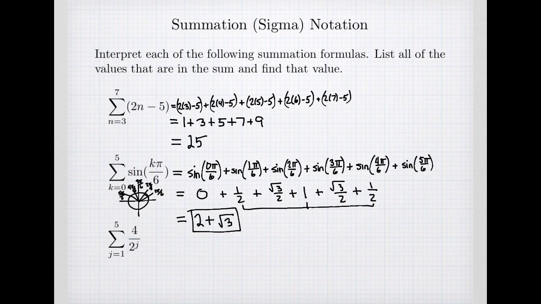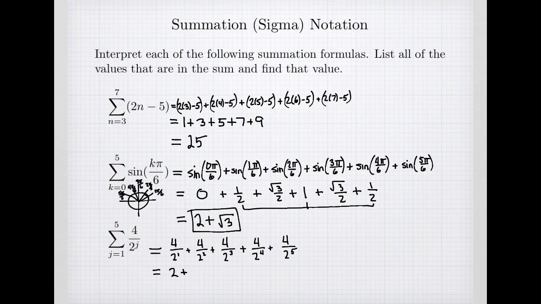I have an index now of the variable j. My formula is 4 divided by 2 to the j power. That's not multiplication, it's a power. And I'm going to count my index 1 through 5. So I use my formula, 4 over 2 to the index, and my index is 1, 2, 3, 4, 5, based on my starting value of 1, my ending value of 5, so that I can now calculate these terms.